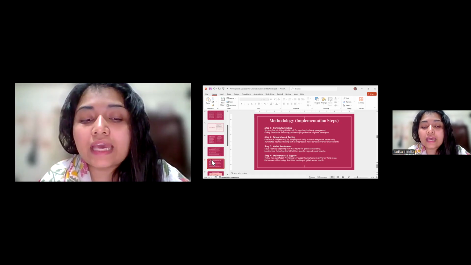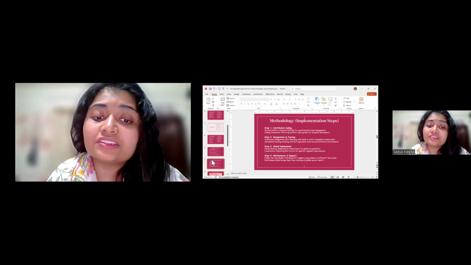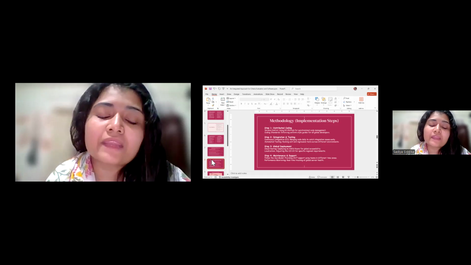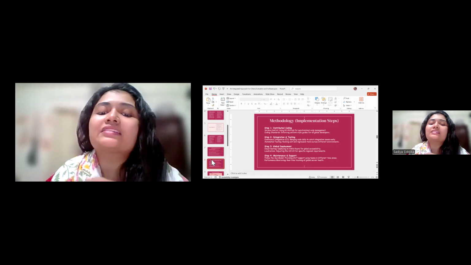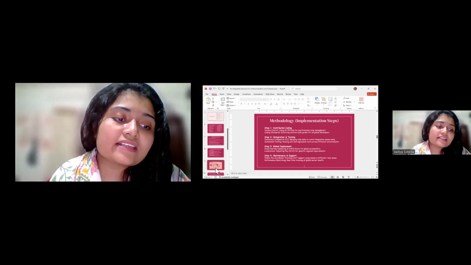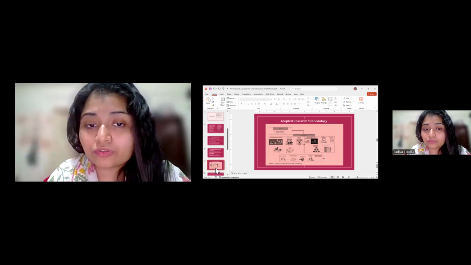In step 3, global deployment, which is about cloud hosting and localization. In step 4, they have talked about maintenance and support, which is the follow-the-sun model, which means 24 by 7 hour support using teams in different time zones. Performance monitoring means real-time tracking of global server health. So in the next slide, we can see this is a picture of the adopted research methodology.